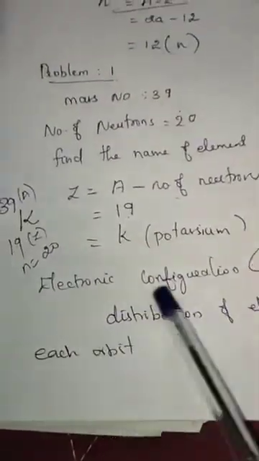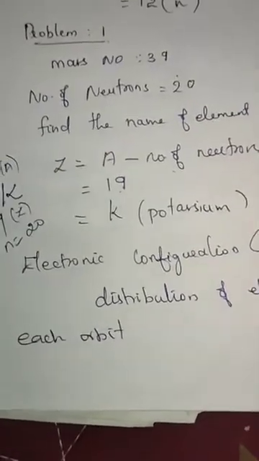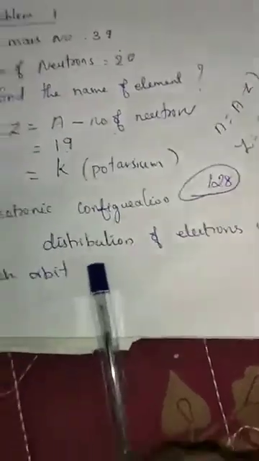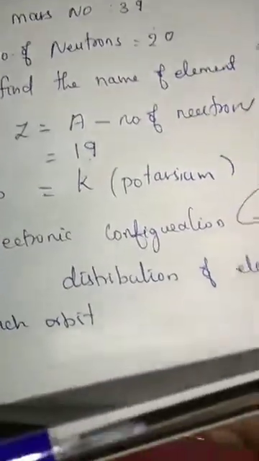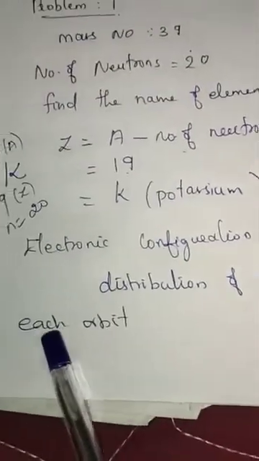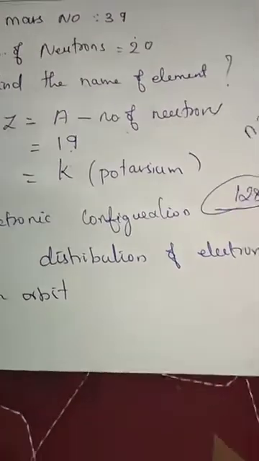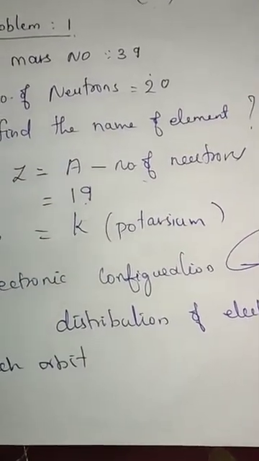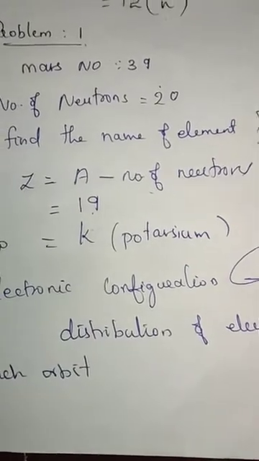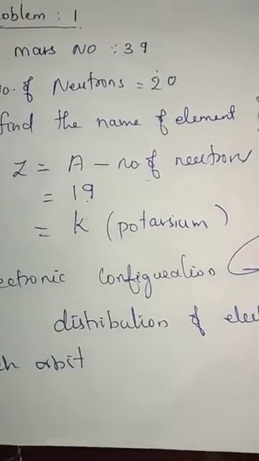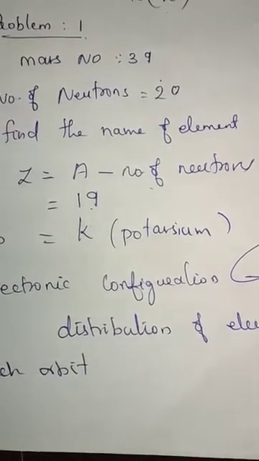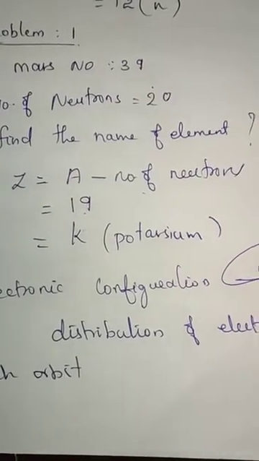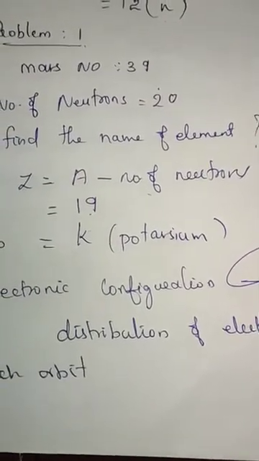The next one, electronic configuration. What is electronic configuration? The arrangement of electrons in each orbit, or the distribution of electrons in each orbit, is called electronic configuration. According to Niels Bohr, we studied one electronic configuration, like a solar system. Do you remember? It has shells, and the shells are named K, L, M, N.